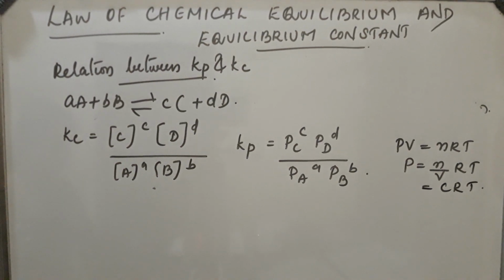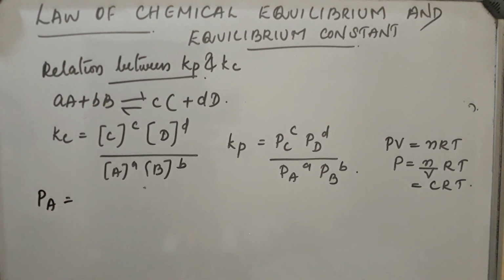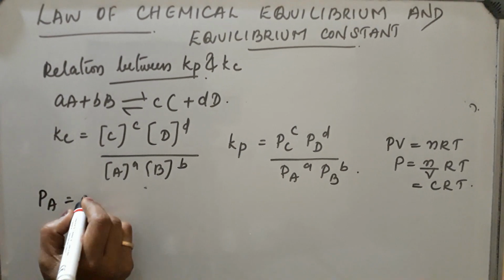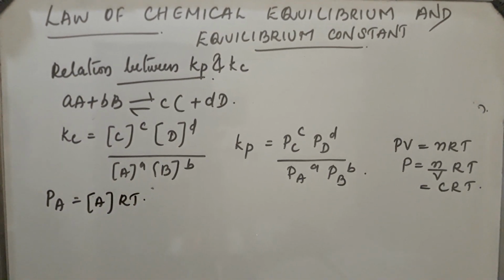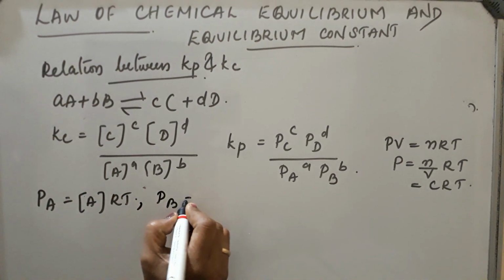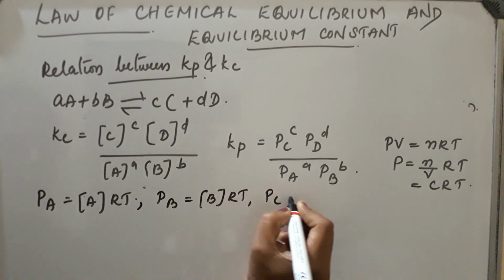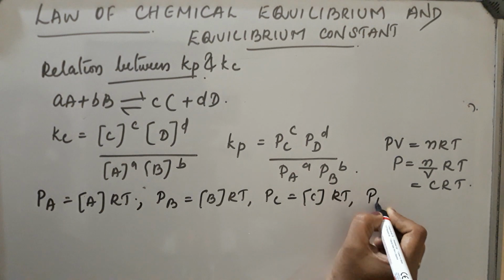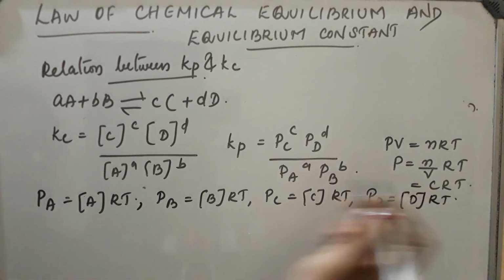So PA will be equal to the concentration of A into RT. Similarly for all the others, PB will be equal to the concentration of B into RT, PC will be equal to the concentration of C into RT, and PD is equal to the concentration of D into RT.